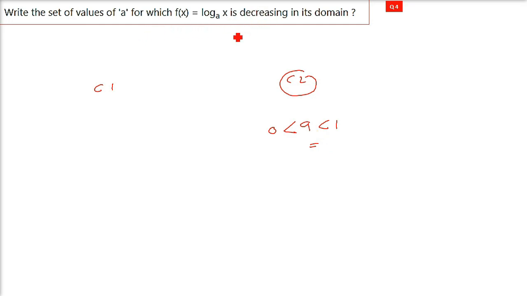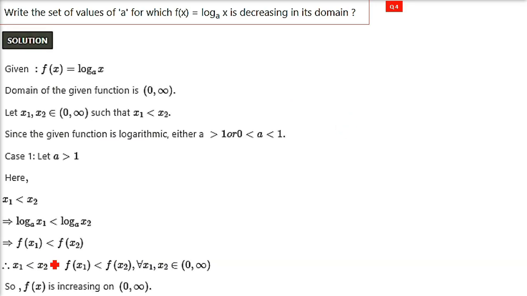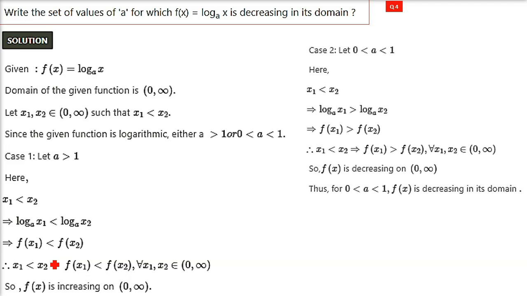A should be between 0 and 1. In increasing it, the a or the base should be greater than 1. So this is greater than 1 for increasing, a between 0 and 1 for decreasing. Now this is the solution. There is no change at all. This question and the previous question have exactly the similar explanation, but previously we explained why it was increasing. Here we have explained why it is decreasing.